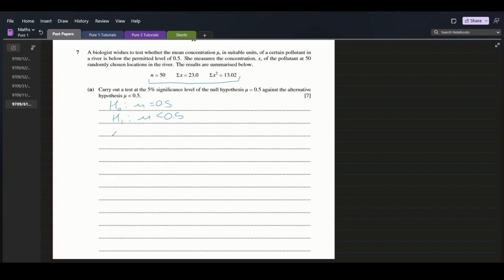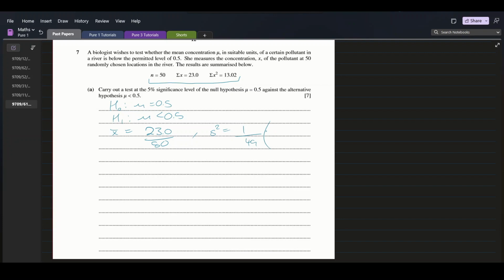Our test statistic is x bar, and that's equal to summation of x over n, 23.0 over 50. That remains as 23.0 over 50, so we just leave that as 23.0 over 50. Then let's get an unbiased estimate of our variance. So that's 1 over n minus 1, which becomes 49.